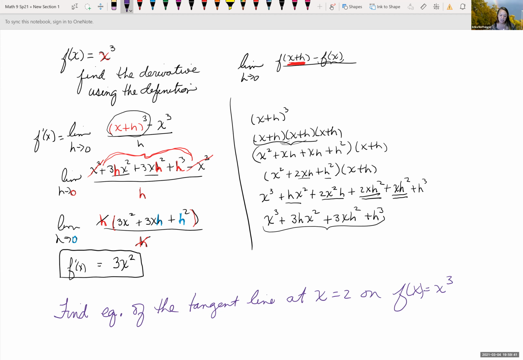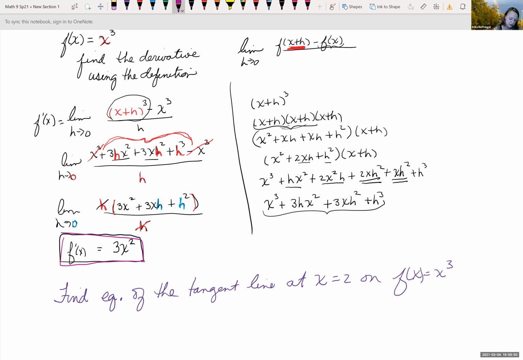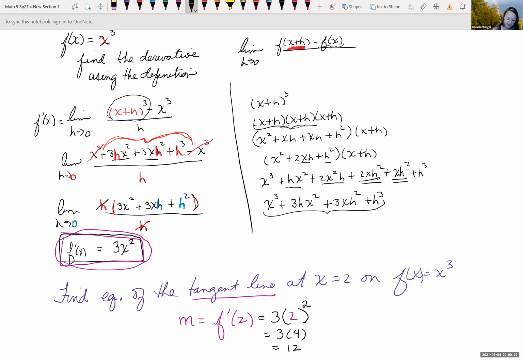And so to find the equation of the tangent line, we need the slope when x is 2. We already did this work up here. So let's find f prime of 2. Our slope is going to equal f prime of 2. If we go into our derivative function, 3x squared, and plug in 2 wherever we saw an x, we would have 3 times 2 quantity squared. So 2 squared is 4, so 3 times 4 gives us 12. So I know that the slope of my tangent line is 12.